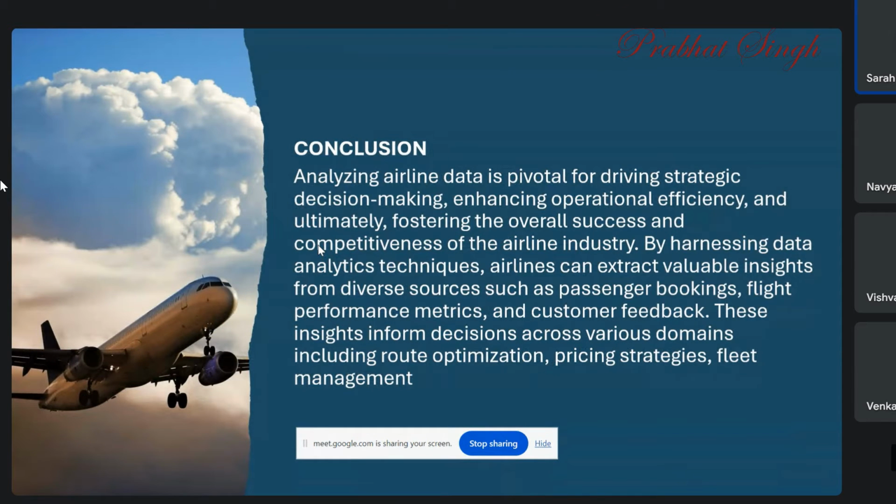At last, I conclude that analyzing this data is pivotal for strategic decision-making, enhancing operational efficiency, and ultimately fostering the overall success and competitiveness of the airline industry. By harnessing data analytic techniques, airlines can extract valuable insights from diverse sources such as passenger bookings, flight performance metrics, and customer feedback. These insights inform decisions across various domains, including route optimization, pricing strategies, and fleet management. Thank you. That's all from my end.